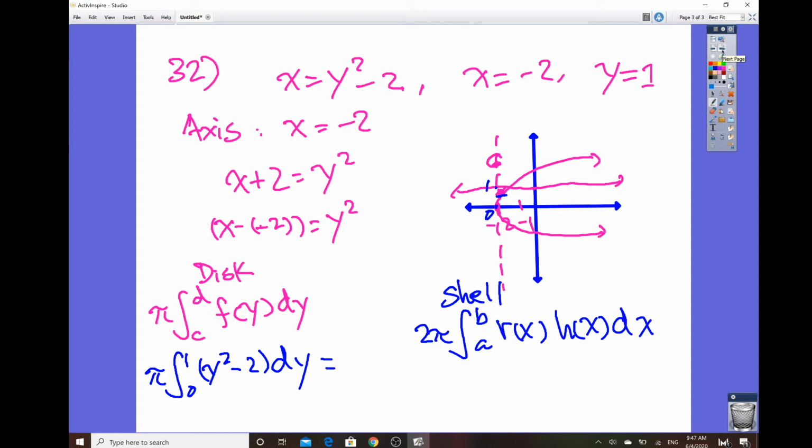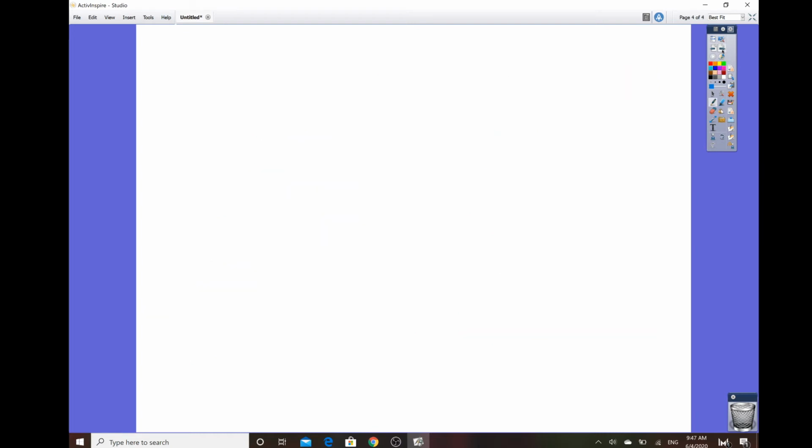So the next one would be number 52. Okay, so number 52, let's see what that is. Oh, that one is applying part 1 of FTC. So for this one, let me just read through the instruction here. For each problem, find f prime of x. Okay, so the one that's given.